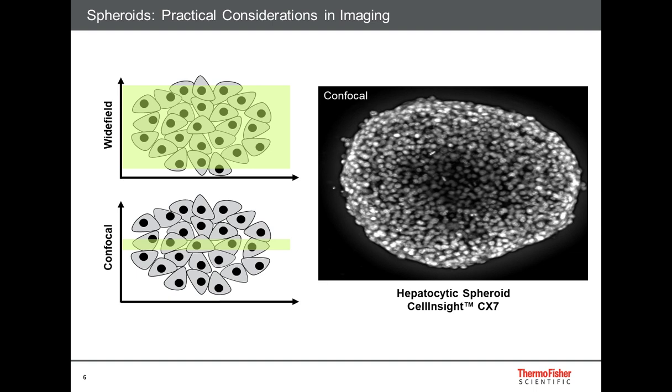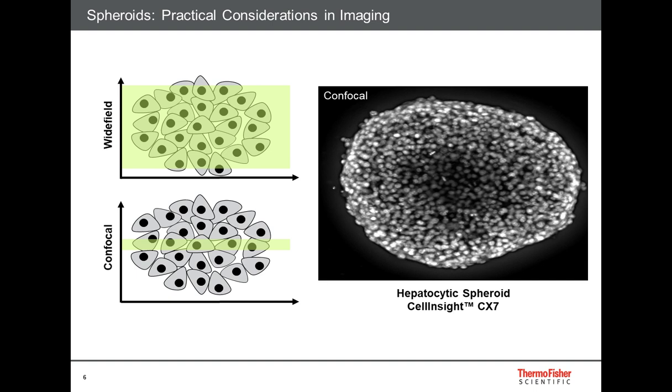Now, when it comes to actually imaging through this three-dimensional structure, we can use wide field imaging in which the in-focus image from our plane of cells of interest is mixed with the out-of-focus light from regions outside the focal plane. And so we see essentially a blurred image here.